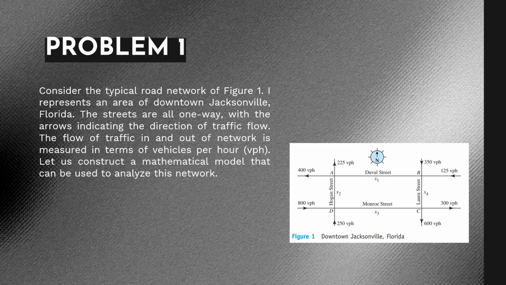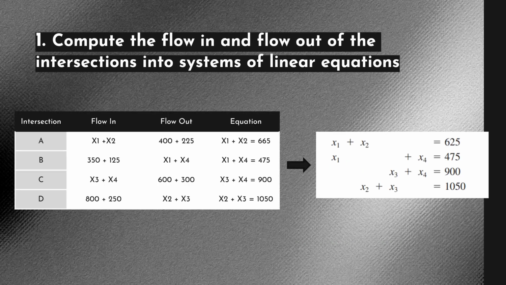Now, let us construct a mathematical model that can be used to analyze this network. In order to solve this problem, the first step in the application is to compute the flow in and flow out of the intersection into equations. Following traffic law, all traffic entering an intersection must leave the intersection. The conservation of flow constraints lead to a system of linear equations as shown below.